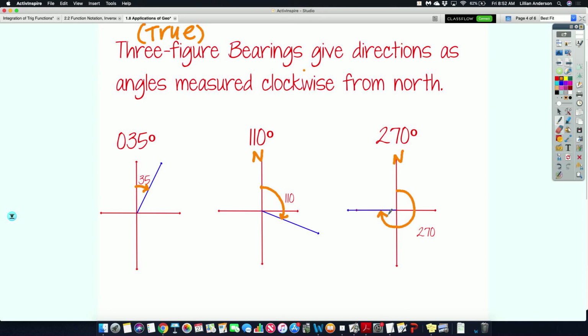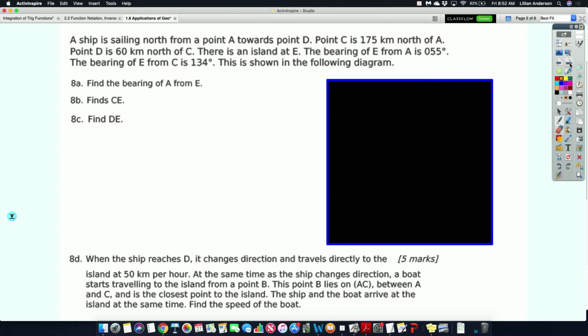So with negative angles, we just go counterclockwise? Yes, but I've never seen a negative angle three-figure bearing. Do they do like reference angles? No. You don't have to worry about reference angles. So let's look at an example.